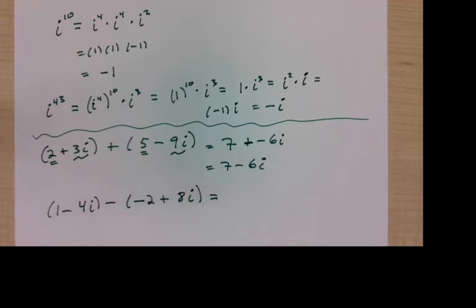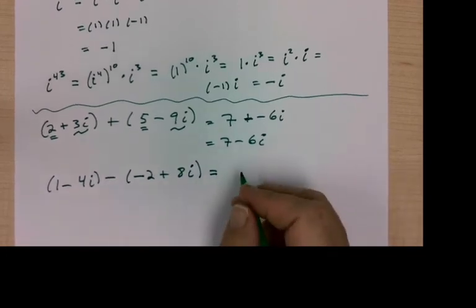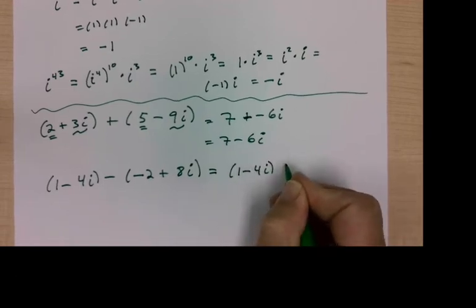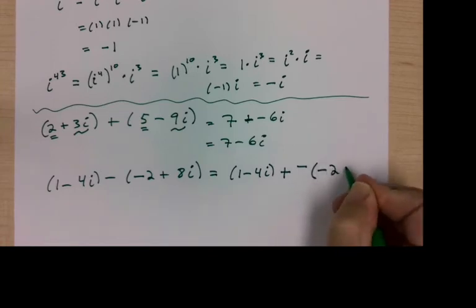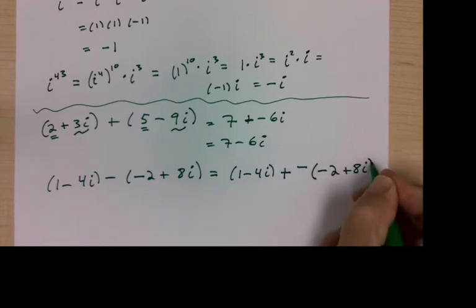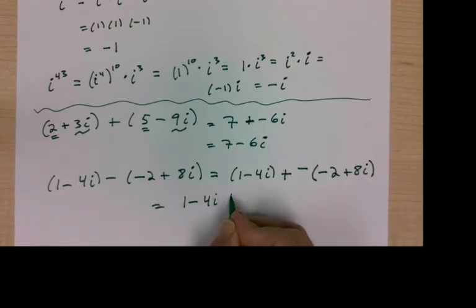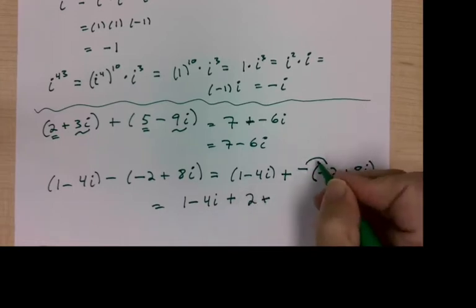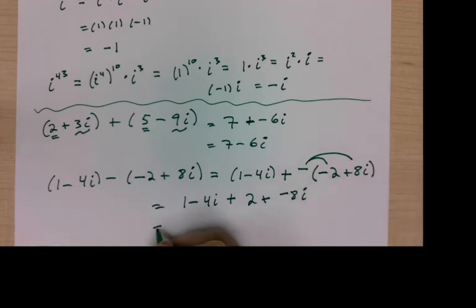We're going to go ahead and rewrite the subtraction as adding the opposite. So this would be 1 minus 4i plus the opposite of -2 plus 8i, which becomes 1 minus 4i plus the opposite of negative 2 is positive 2, plus the opposite of 8i is negative 8i.